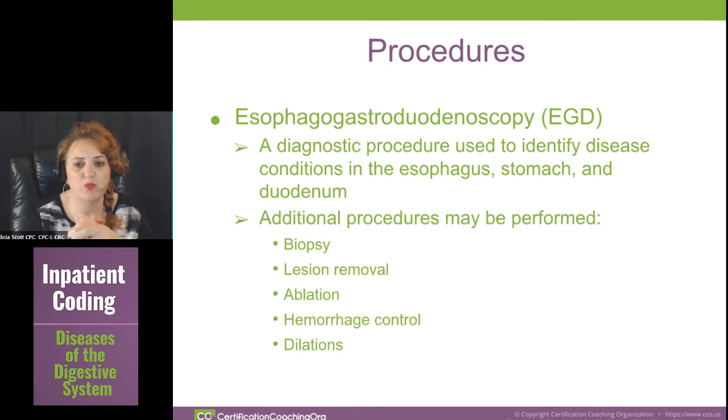And why would they do that? Well, they're going to look for Barrett's esophagus, right? But the procedures are, they're going to do a biopsy. They need to take some of the tissue to see if you have Barrett's esophagus. Maybe there's a lesion or a polyp that they need to remove. Maybe there's an ablation. You've got Barrett's esophagus, so they need to kill those gastric cells that have gone up into the esophagus. Hemorrhage control. Maybe you have esophageal varices, or dilation. You have a stricture of the esophagus, so they're going to dilate the esophagus itself.